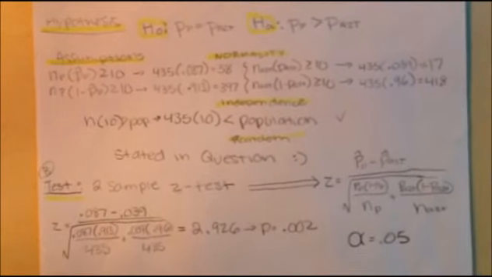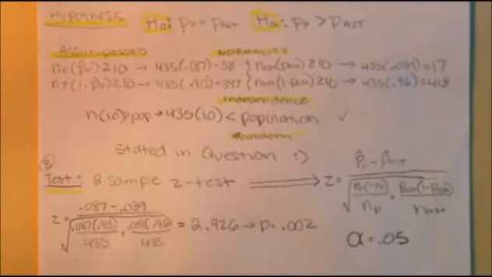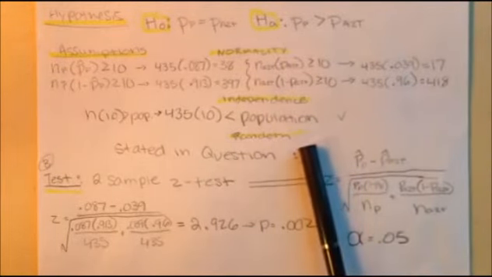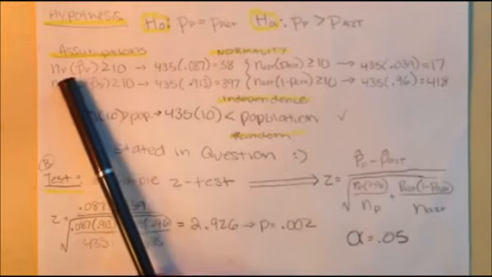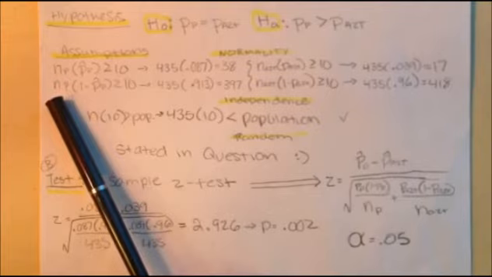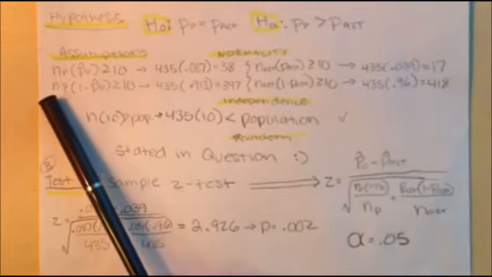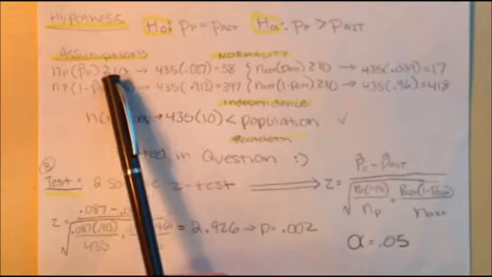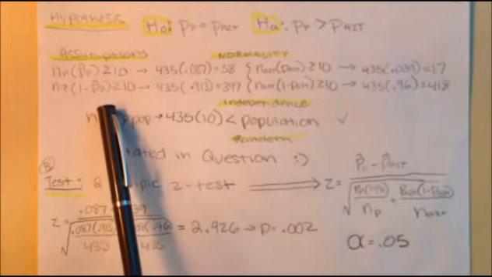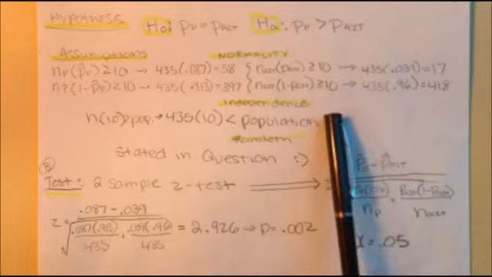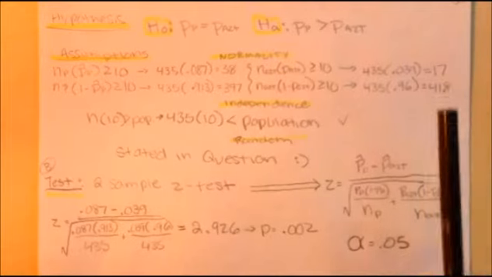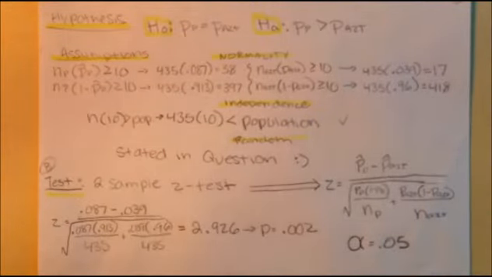Then, to check if we can safely use the Z-test, we do what's called assumptions: normality, independence, and randomization. For normality, you have to check that the sample size, represented by N, when multiplied by the probability of success and failure, P and Q, results in a value greater than 10. And you have to do that for both the placebo sample and the AZT sample. When I did that, we got results greater than 10 each time. So that means that our distribution is normal.